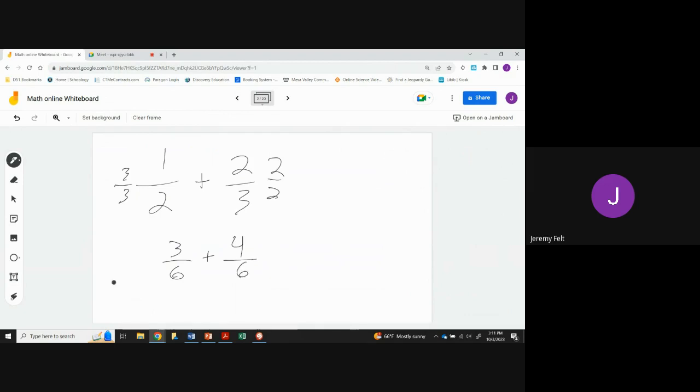Okay, so we get common denominators. So now we can add 3 plus 4 is 7, 6. This is an improper fraction, so 6 goes into 7 once with 1 left over. So 1 and 1/6 if we want to put it back as a mixed number.